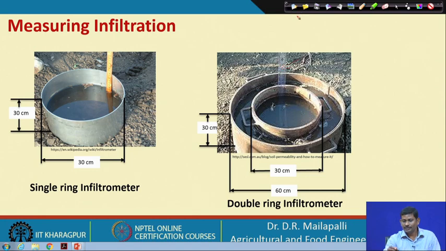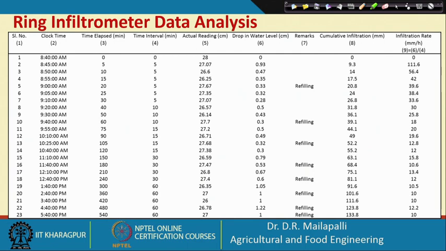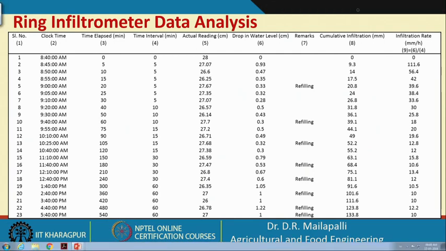Here we also use a scale to measure the water depth. I am going to show you the kind of measurements we made during the ring infiltrometer experiment. This shows the serial number and the different times we took, the elapsed time, and this one is the time interval: 5, 10. This minus this, this minus this, like that. And then the actual reading. Initially it was 28 centimeter.